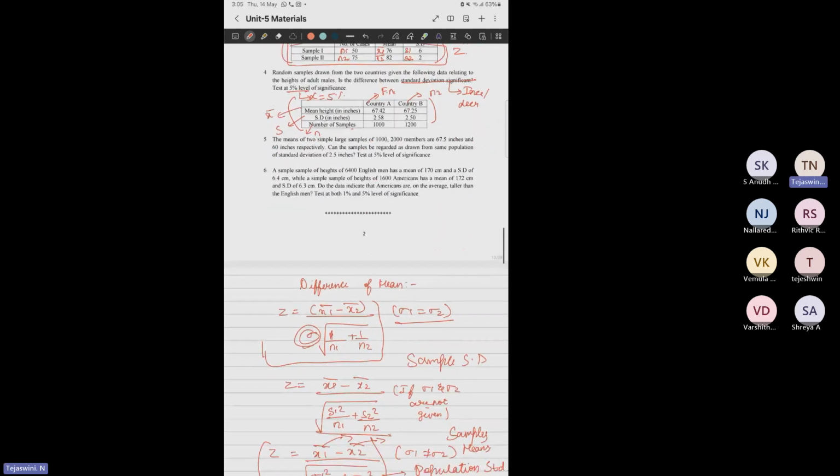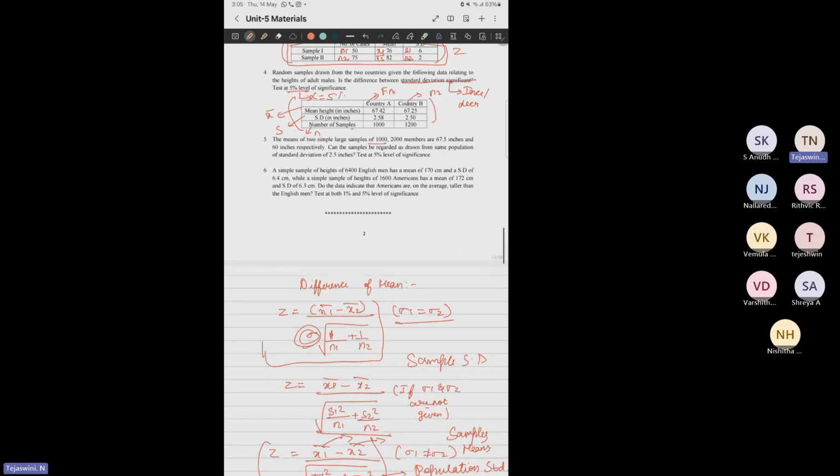So for the fifth question, N1 is given and N2 is given. The means, X1 bar and X2 bar, are given to us for the two samples. Can the samples be regarded as drawn from the same population? That is, we'll have to check if mu1 is equal to mu2. H0 will be mu1 is equal to mu2. H1 will be mu1 is not equal to mu2. Two-tailed.